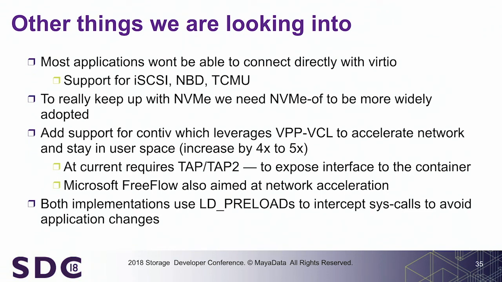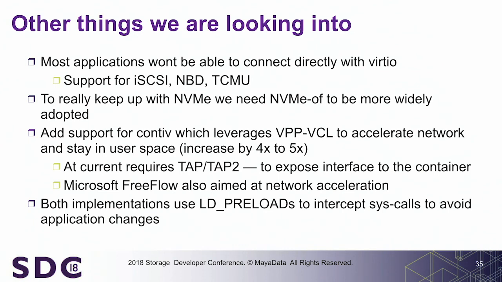So other things that we looked into, because obviously not everybody will rewrite their application using Virtio or whatever protocol or SDK emerges as the standard. So we have support for iSCSI, NBD, TCMU, which is a subsystem in the Linux kernel that basically memory maps the SCSI commands into this user space I/O register that you then can read and process the I/O. But to really keep up with the low latency devices, we really need to move to things like NVMe over Fabric and whatnot.